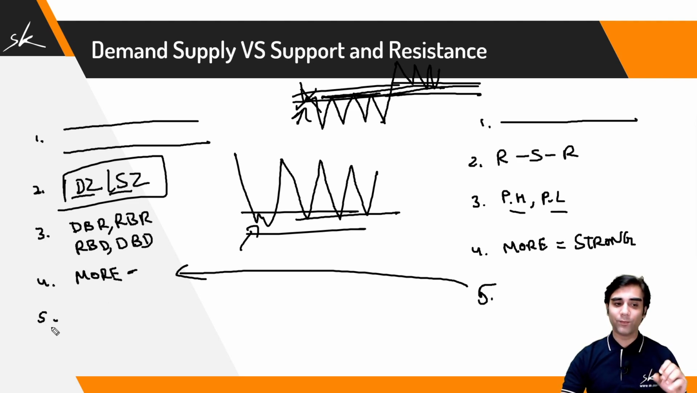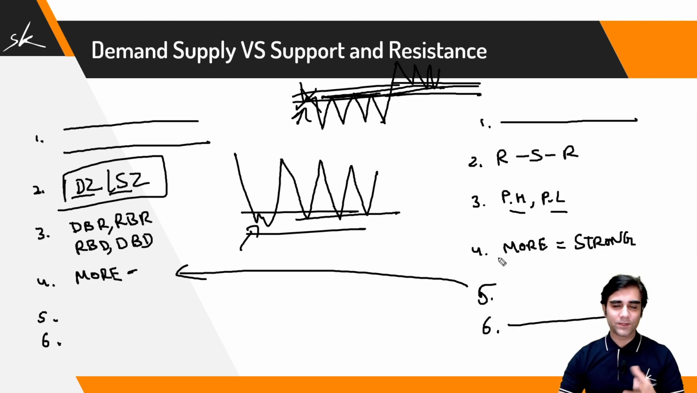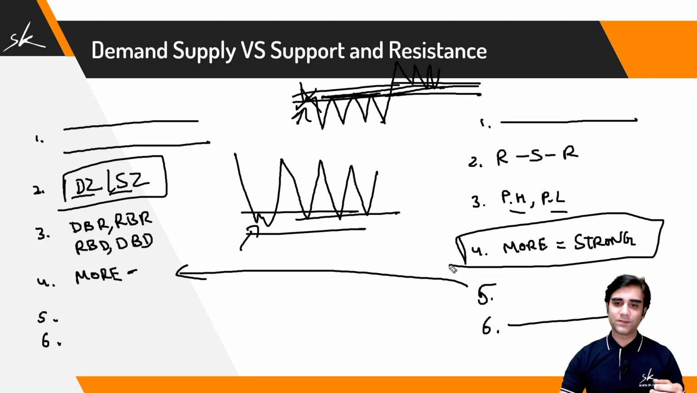In fact, I'll also add one more difference. It just clicked in my mind. The 6th difference can be that when it comes to support and resistance, we don't have a very mechanical way to do the scoring of how strong that support is, how strong that resistance is, other than the more number of tests, the stronger the support, the stronger the resistance.